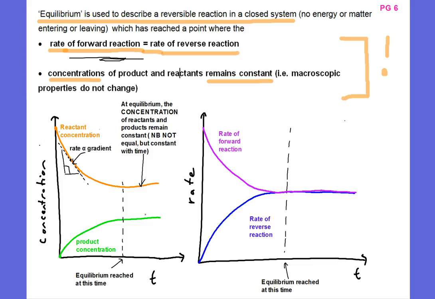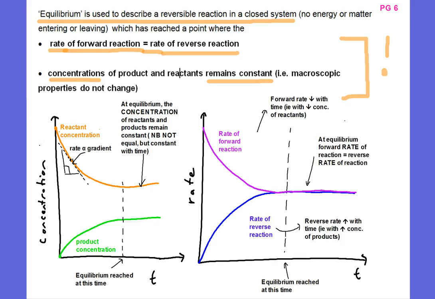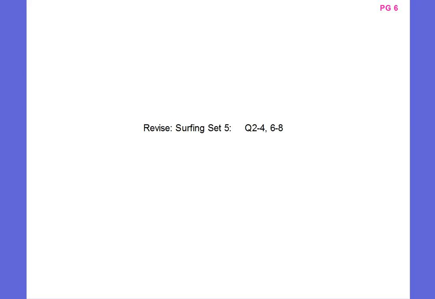So these are two graphs, both representing the same equilibrium, just looking at different things. In terms of concentration, equilibrium is when the concentrations start to remain constant over time. In terms of rate, though, equilibrium occurs when the rates are the same. The rate of forward reaction equals the rate of reverse reaction. And just some notes here, the forward reaction rate decreases with time as the concentration of reactants decreases. The reverse reaction rate increases with time as the concentration of products increases, but at equilibrium the rate of forward reaction is equal to the rate of reverse reaction. So these two graphs represent exactly the same thing, just with different axes, showing you different ways of looking at equilibrium.